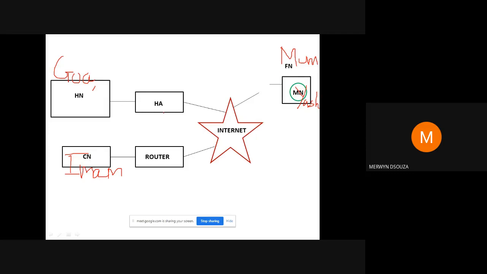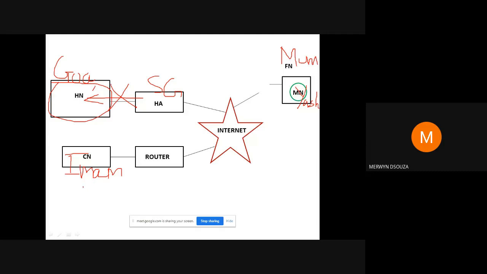As he is moving to Mumbai, he tells the security guard of his building, if any letters come for me from Imam addressed to me, do not send them here, because I'm not present in Goa. Instead of sending them to Goa, you send them to Mumbai. Once I go to Mumbai, I will get my new address and I will give it to you. Please understand this scenario.